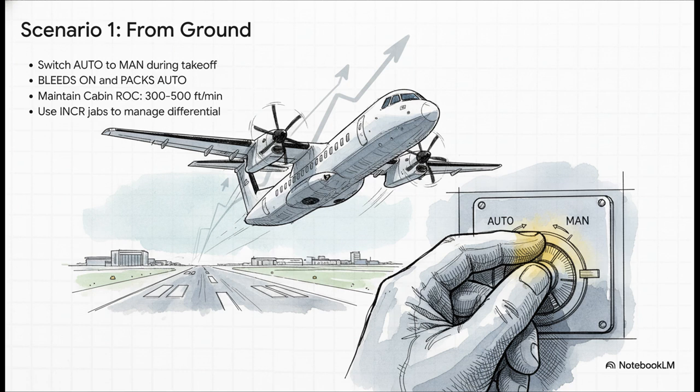From there, it's on you to maintain a nice steady cabin rate of climb. You're aiming for 300 to 500 feet per minute using those short quick jabs we just talked about. Just keep an eye on your cabin differential, watch it increase, and carefully follow your placard on the way up.